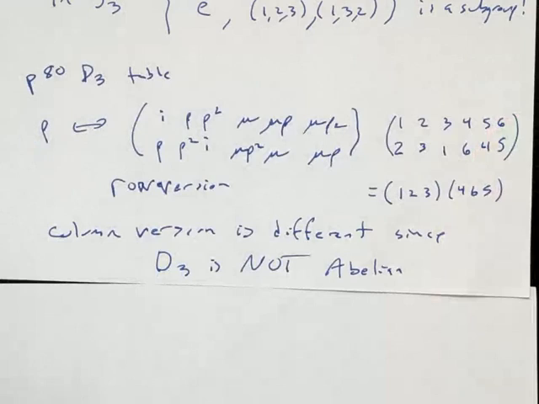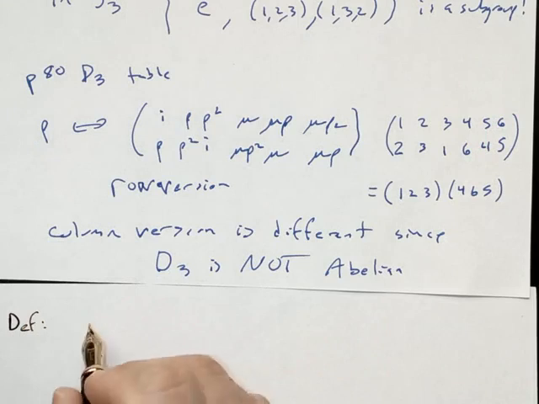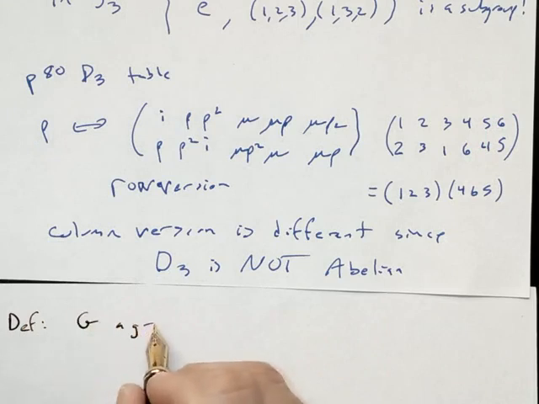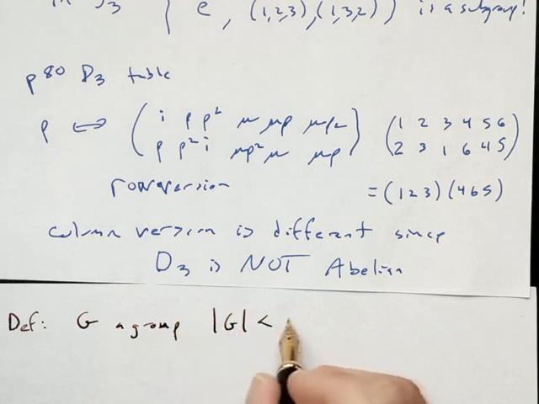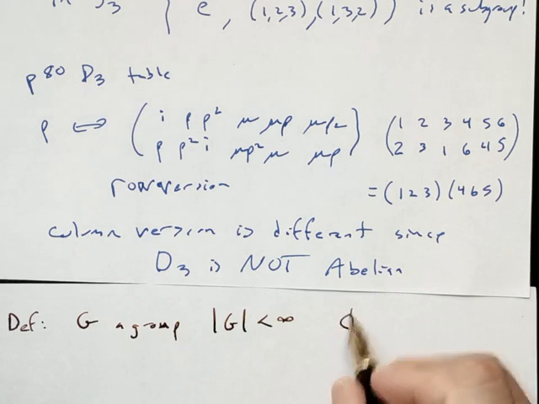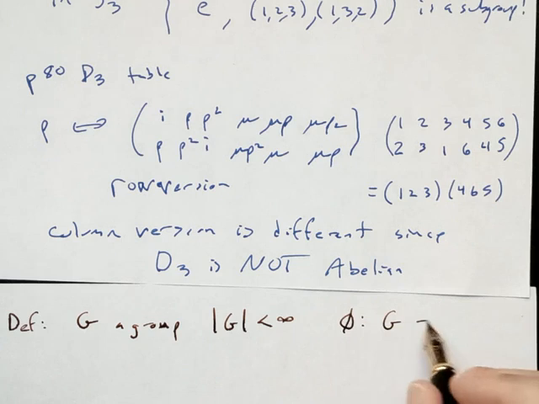Okay, I should formalize this. Definition. G, a group. Order of G, finite. Phi from G to S order of G.